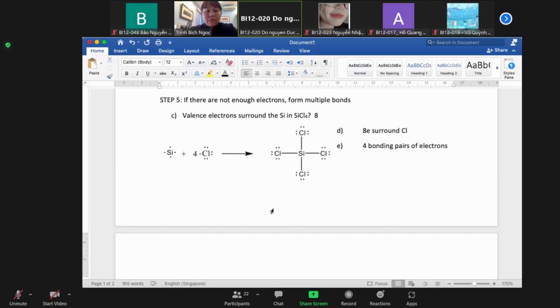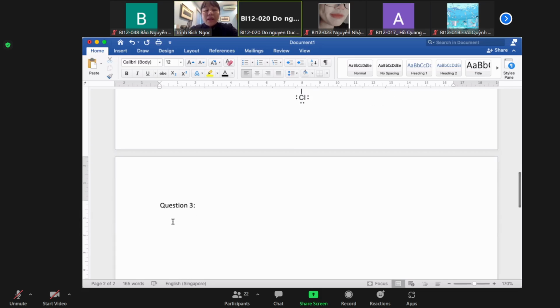You can move to the next question. Finish. Second. So, question 3. They give you a Lewis structure without knowing yet the atoms, the names of the elements. So you need to find them.